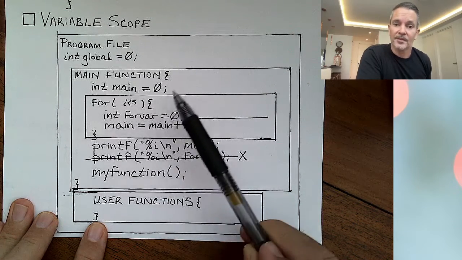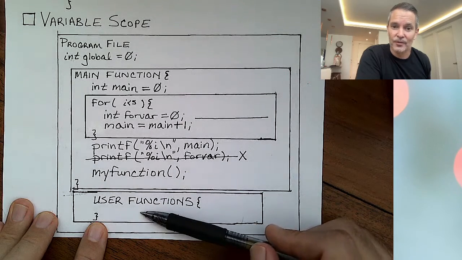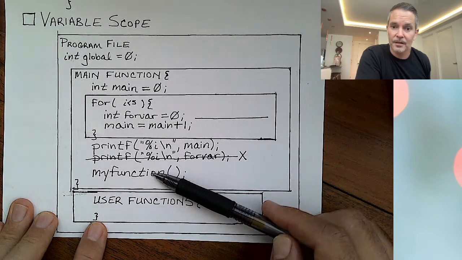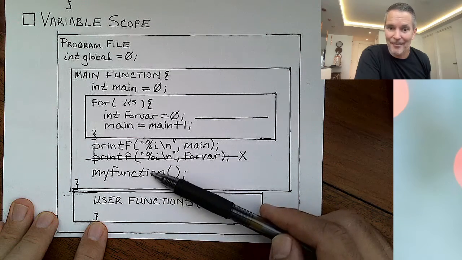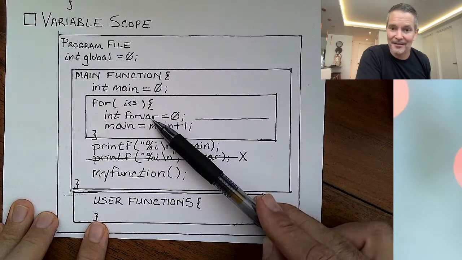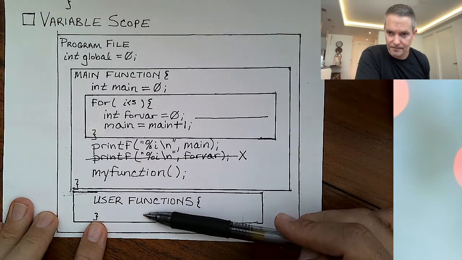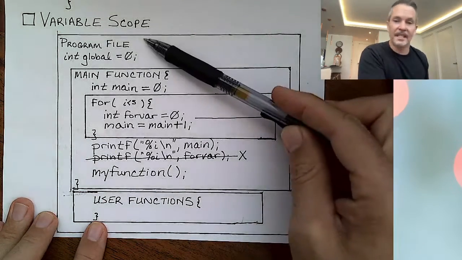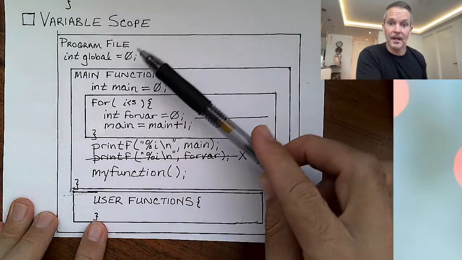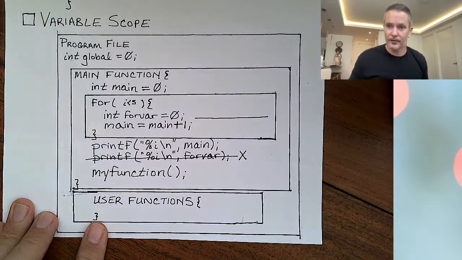Similarly, variables that were defined in the main function's scopes, well, we can't see those inside the user function. So when I call my function, let's assume I've defined my function down here, my function can't see int equals main. It can't see for var equals 0. These variables aren't available to the user function. It can, however, see the global main variable that was defined at the program file level because variables defined at the program file level are visible to all functions, the main function and other functions.